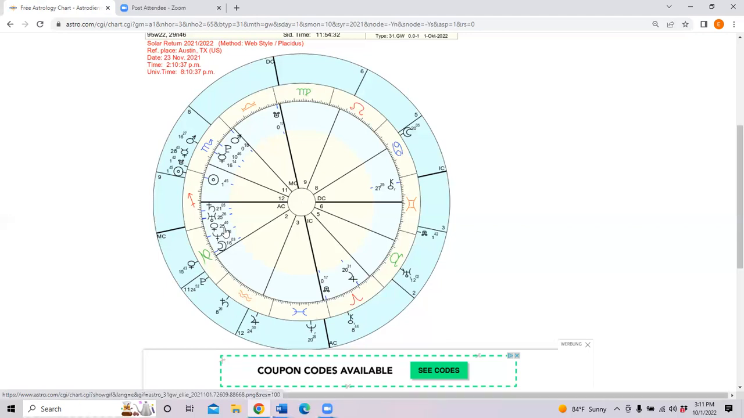I don't have it pulled here, but I'll tell you another reason why I knew this year would be really hard. This IC, the solar return IC, is conjunct Chiron, my natal Chiron. I knew this would be a difficult year. I knew it. I was prepared for difficulty, but I wasn't.